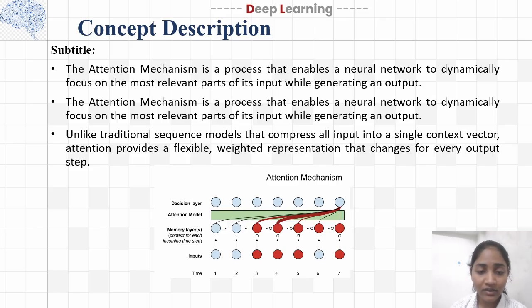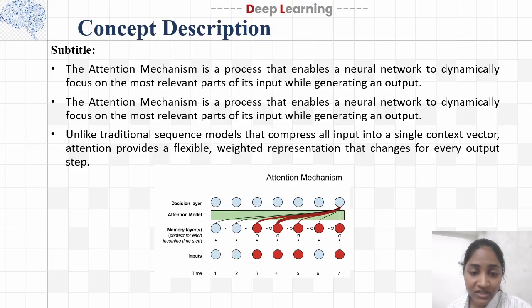So here is a diagram which explains how it actually works. At the bottom you see the inputs, which represent the input sequence, for example words in a sentence: x1, x2, x3 up to x7 are the input words, which are vectors. Memory layer, which is the context for each incoming time step. Think of this as the model's memory. Each circle contains contextual information about that token and its relationship to others.